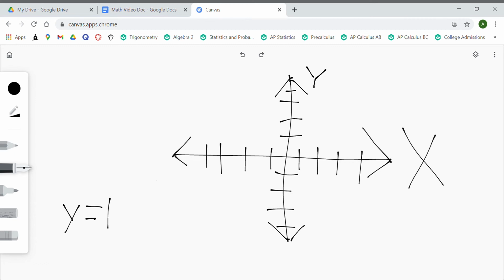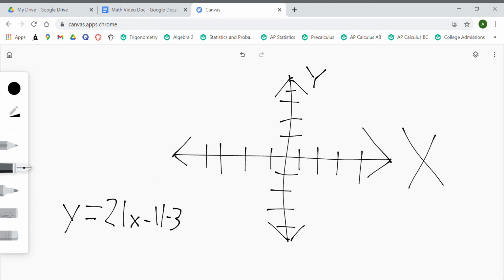Okay? Alright. Let's try some advanced functions here. Let's say you have 2 times absolute value of x minus 1 minus 3. Alright, so we got 3 different transformations going on here.